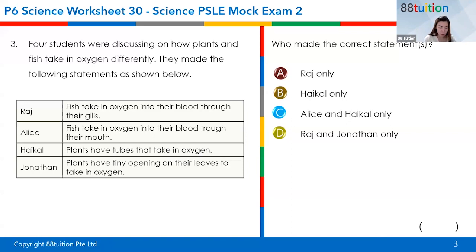Okay, now question 3. Four students discuss how plants and fish take in oxygen differently. They made the following statement. Raj says this. I quickly glance through your answer first. Okay, a couple of mistakes. Just 2% actually. Never mind, quickly. Fish take in oxygen into their blood through their gills. Ellie says fish take in oxygen into their blood through, this one, spelling error, through their mouth. Then Heiko says plants have tubes that take in oxygen.